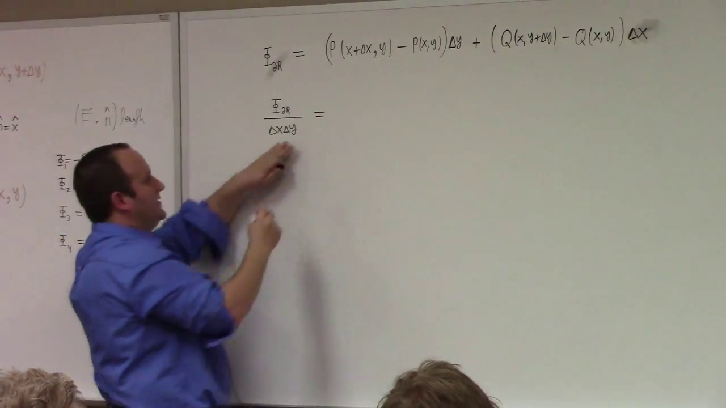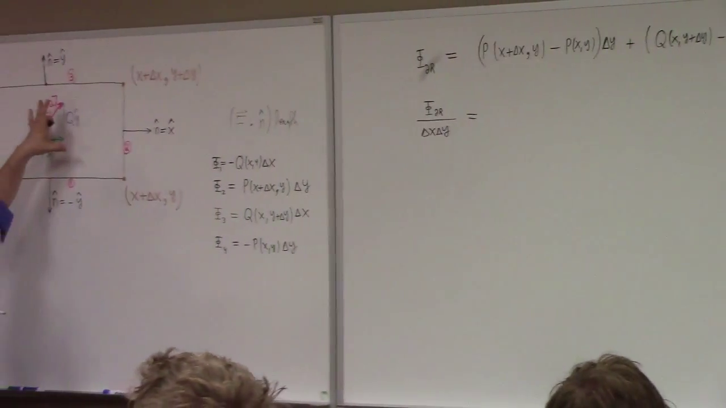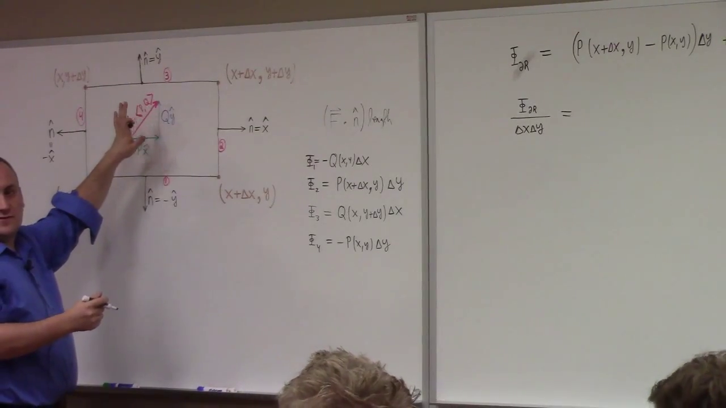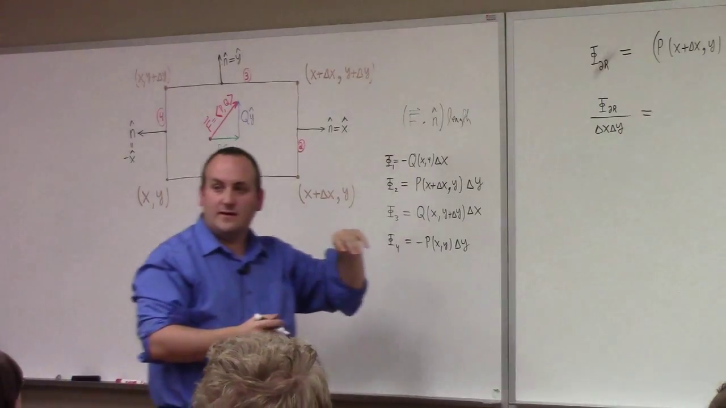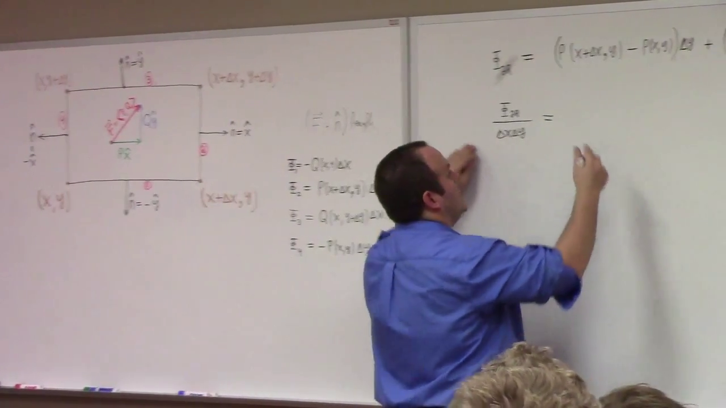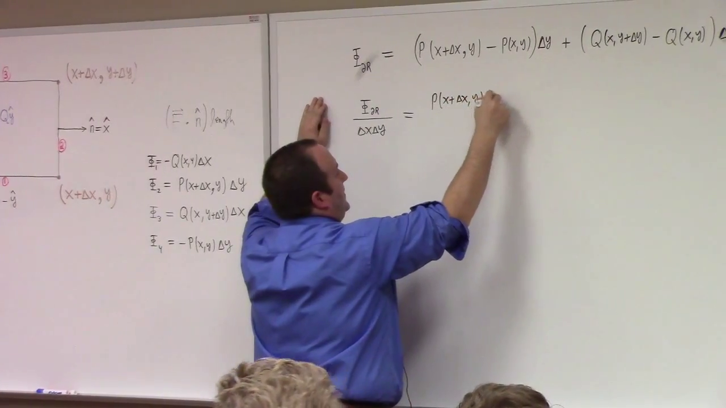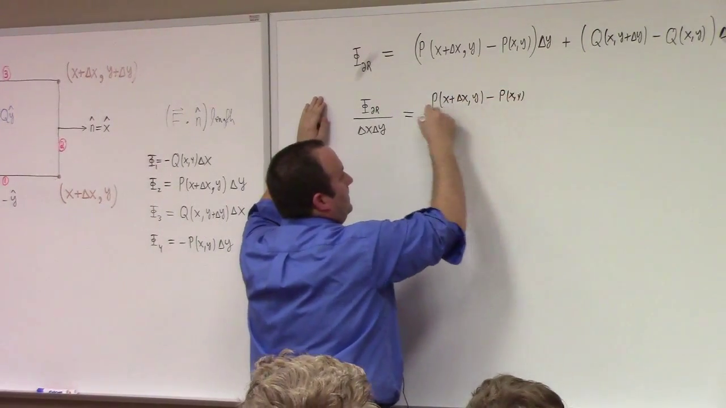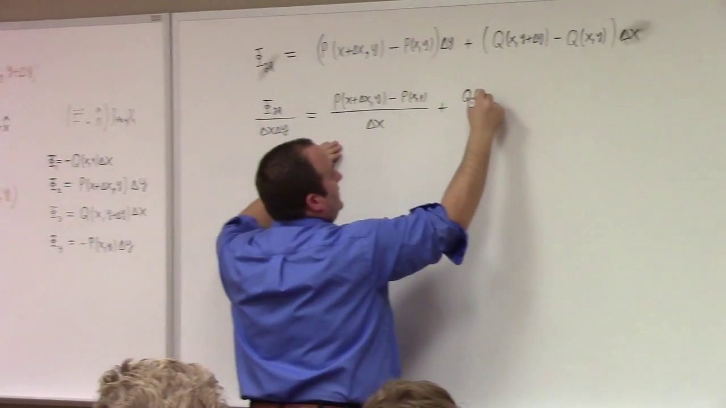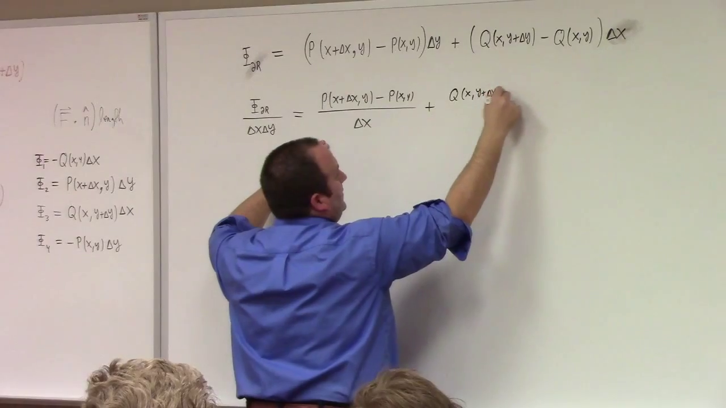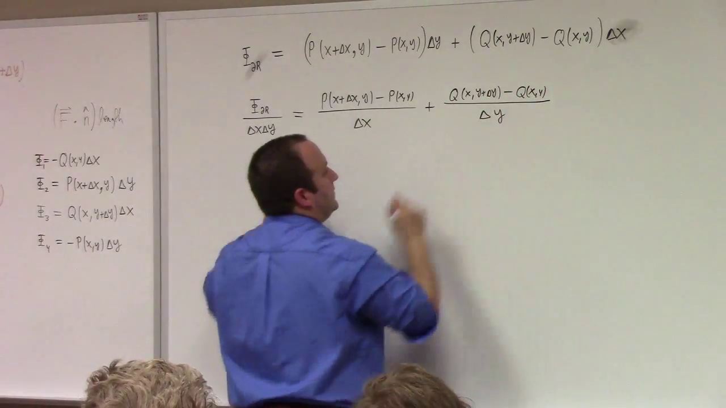Which would be a natural thing to divide by, right? Because what's the area of this rectangle? It's delta x, delta y. So if we take the flux and divide by the area, which seems like a natural thing to divide by anyway, to gain some measure of what it is, we've got P of (x plus delta x, y) minus P of (x, y) over delta x, plus Q of (x, y plus delta y) minus Q of (x, y) over delta y.